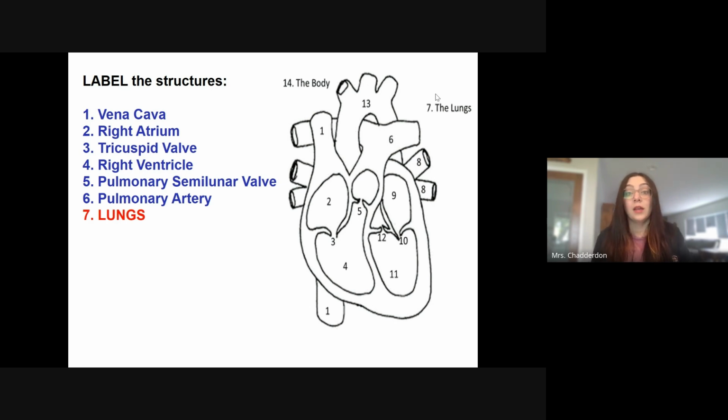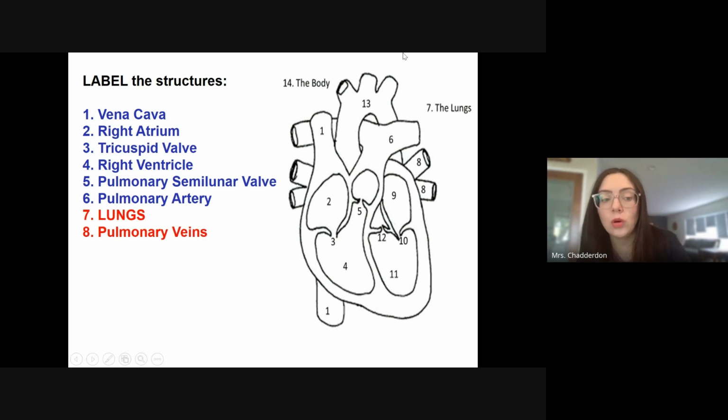And you breathe in, and what gas is going to go into the lungs? Oxygen goes to the lungs, and it is transferred to the blood. Then, number 8, from the lungs, oxygenated blood comes in the pulmonary veins.